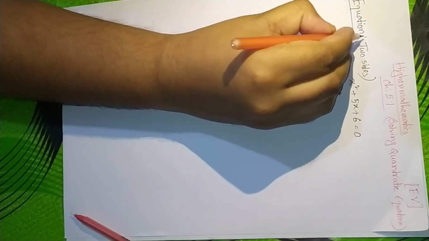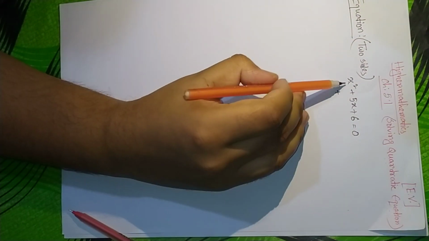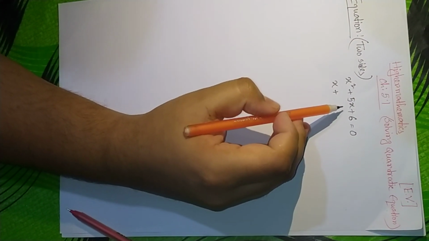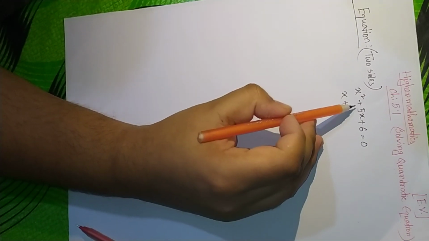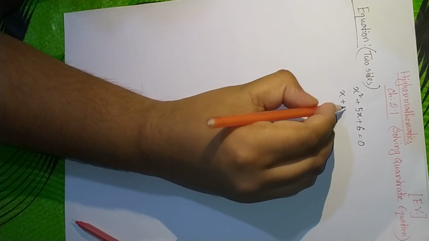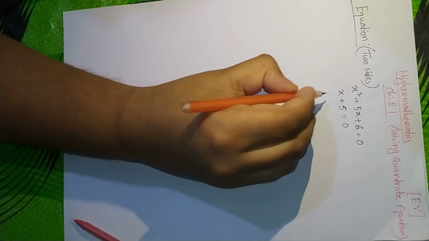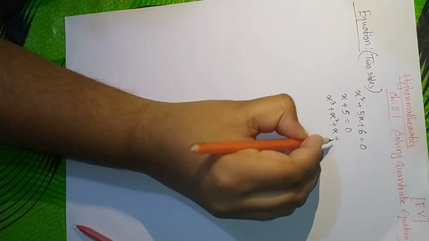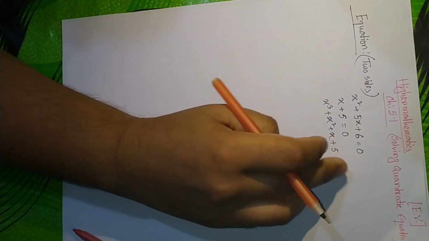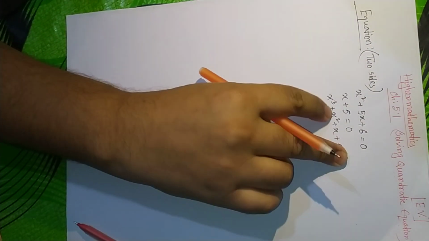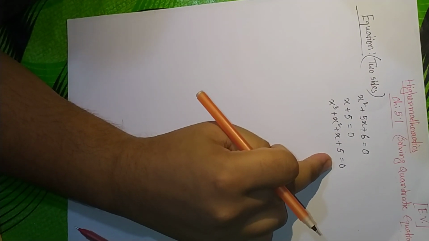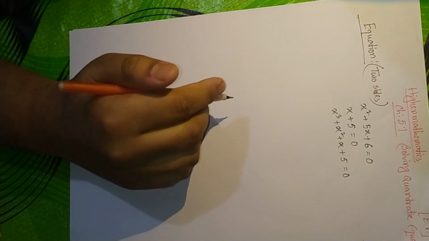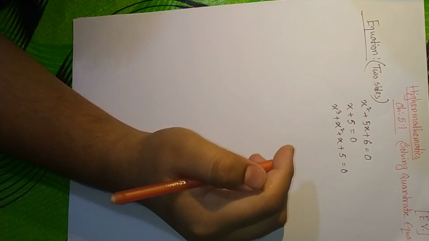So if anything has two sides, any algebraic expression or trigonometric expression which has two sides, it is called an equation. So maybe this is an equation, and x cube plus x square plus x plus 5 equals 0. Suppose this part is called the polynomial and this is called the equation. So this is the basic idea of the equation.